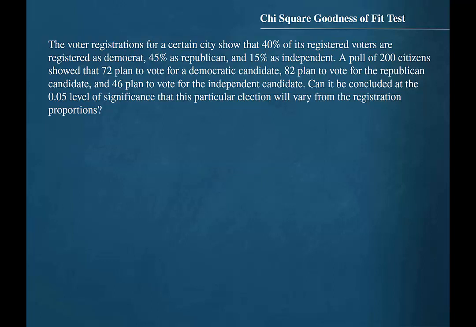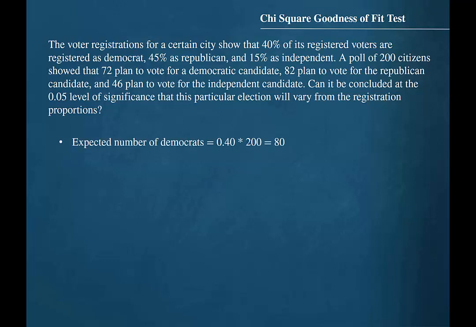A poll of 200 citizens showed that 72 plan to vote for a Democratic candidate, 82 plan to vote for the Republican candidate, and 46 plan to vote for the Independent candidate. Can it be concluded at the 0.05 level of significance that this particular election will vary from the registration proportions?